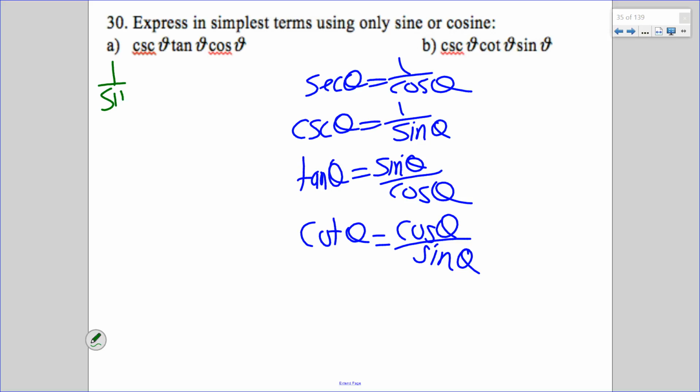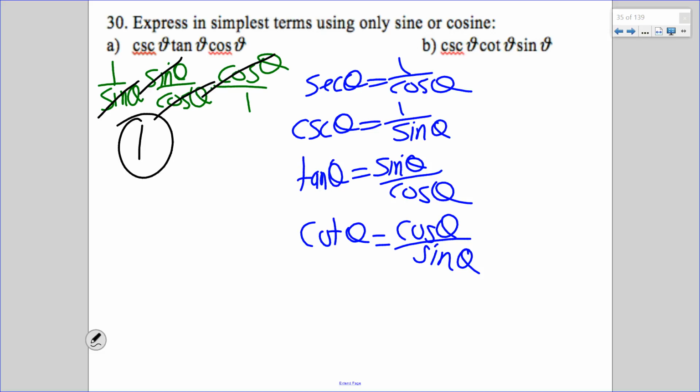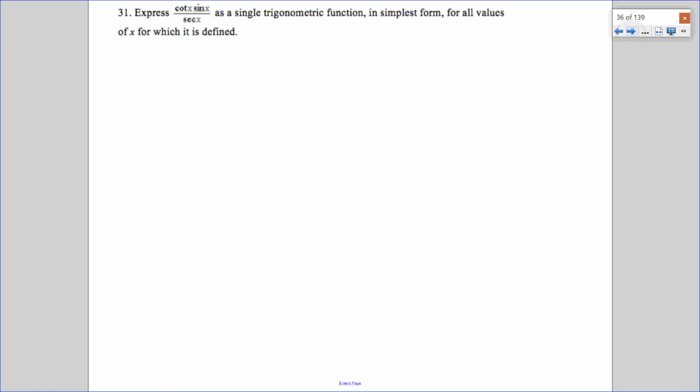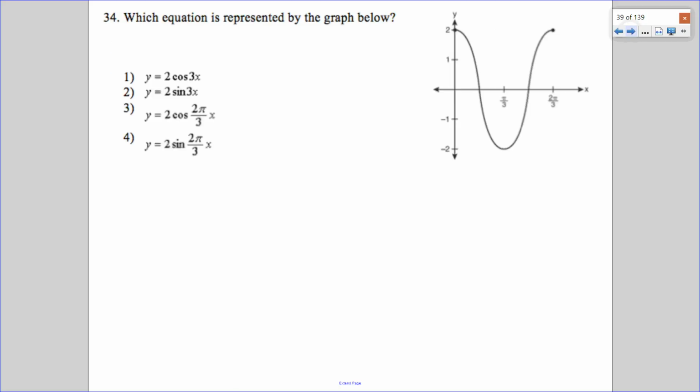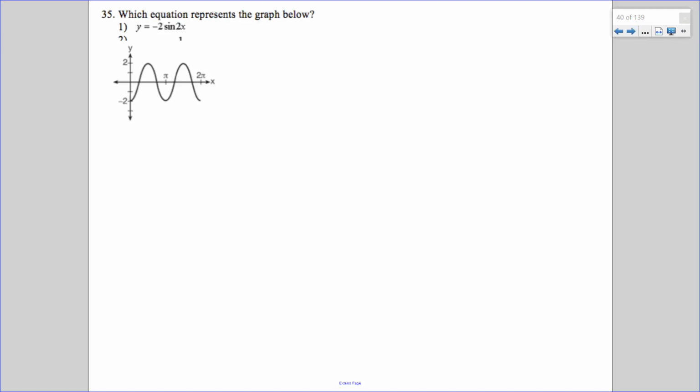So it's 1 over sine theta. It's sine theta over cosine theta. If it's cosine or sine, you just put it over 1. Then you cancel stuff out. Sines cancel, cosines cancel. Everything happens to cancel here. So you're left with 1. Same thing for B, as well as 31 and 32 and 33. Just be aware that you might have to divide by a fraction, in which case you keep change flipped. Let's skip 34. Let's go with 35.